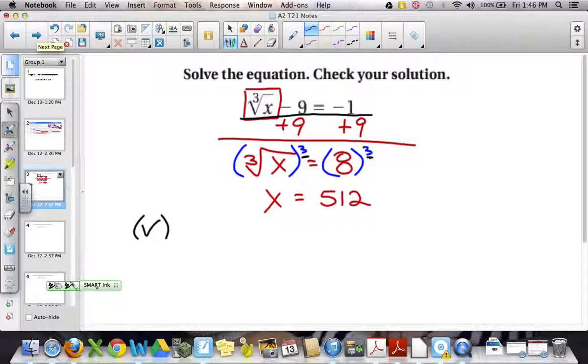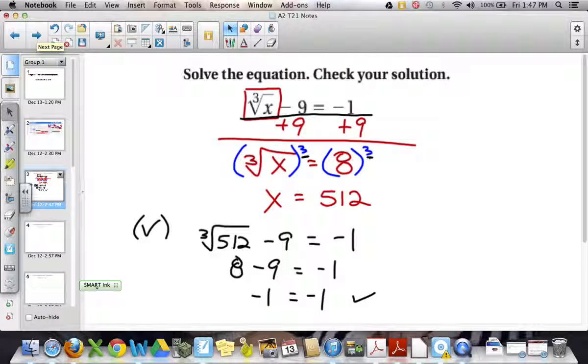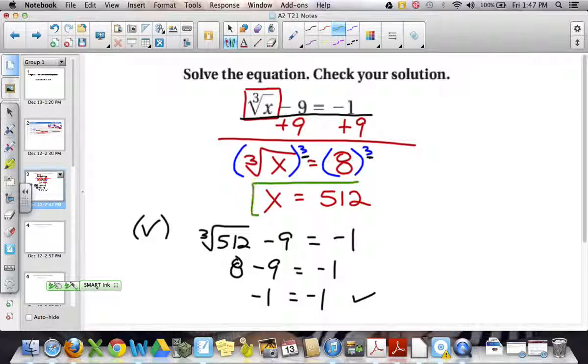So putting it in, we have the cubed root of 512 minus 9 equal to negative 1. Cubed root of 512 is 8. Minus 9 equals negative 1. So negative 1 equals negative 1. So it does, in fact, check out. So x equals 512 is the solution to this equation.